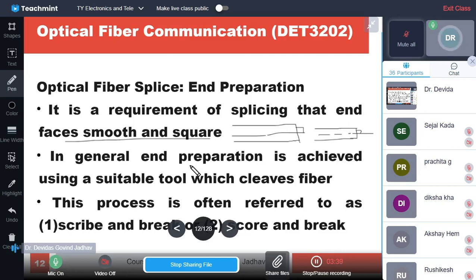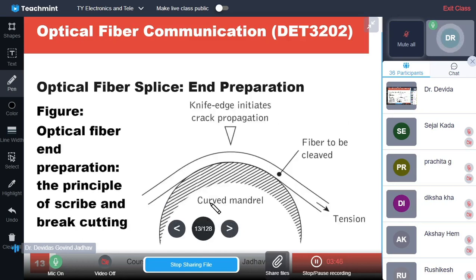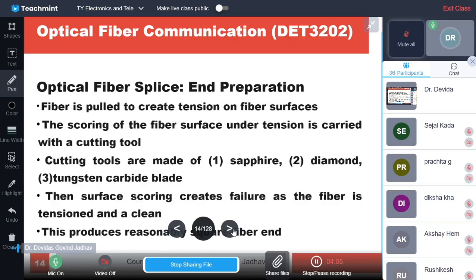The general end preparation is achieved using the suitable tool, and these are scribe and break and score and break. So this is the tool shown here. Knife is there, and under tension the fiber is kept, and then whenever the cut is initiated by the knife edge, due to the tension it propagates into the fiber, and fiber is then cut. So knife is of sapphire, diamond, tungsten carbide blade.